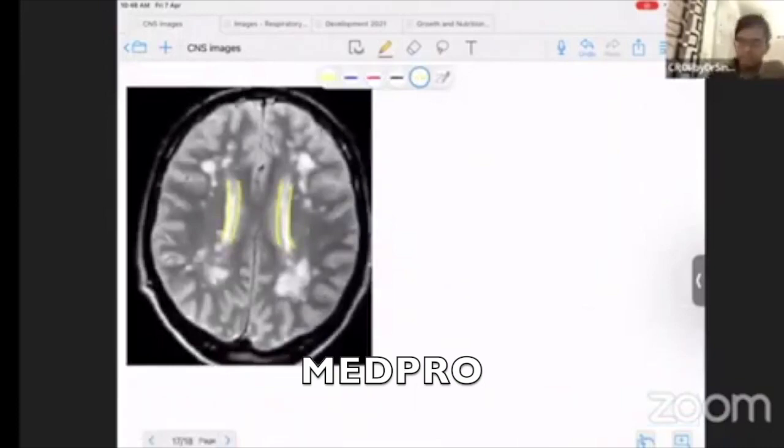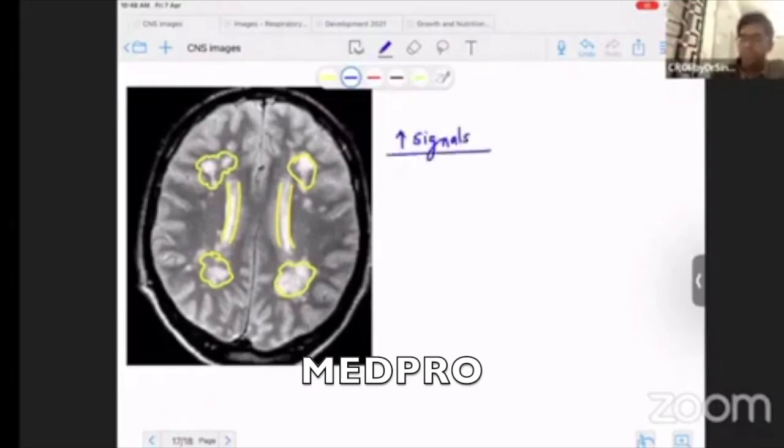Surrounding the ventricle, can you see all these white areas which I'm marking now? These white areas are the areas of demyelination. Please write, I've already written, T2 weighted MRI is the investigation of choice. In MRI, what you will see is white area. White area means there is an increase in the signals in that area. And where are you getting that area? Surrounding the ventricle. It is basically periventricular white matter.